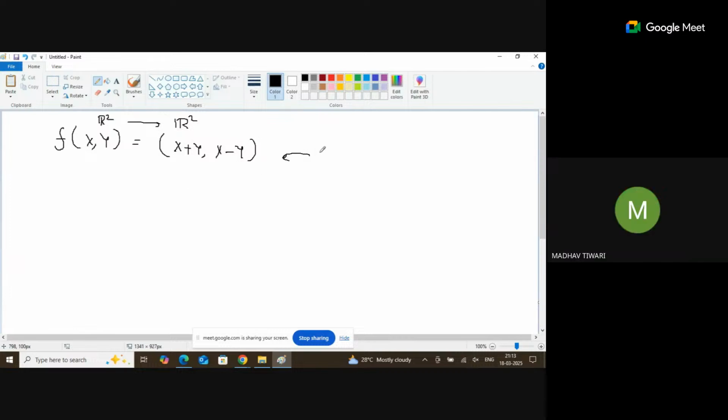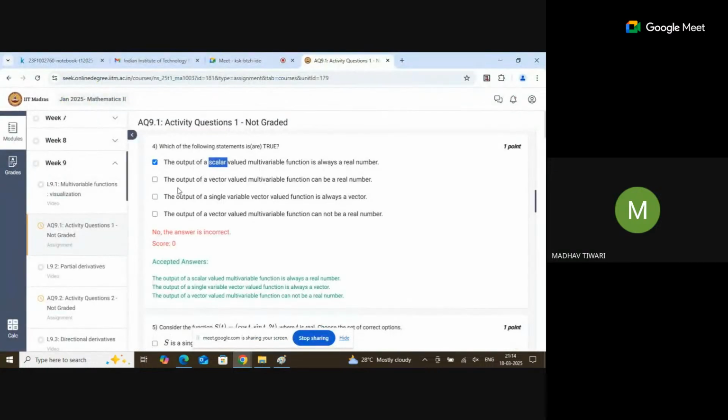The codomain is distinguished as vector valued and scalar valued, and the domain space is distinguished as multivariable and single variable. Sir, but if, for example, f of x comma y is equal to x plus y, in that case it will become scalar valued. Yes, if only one component is there, then it is scalar valued. But now it is a vector, and it is multivariable here. So in this case it can't give a real number. It has to give a vector having real components. So it is false. Next is single variable value.